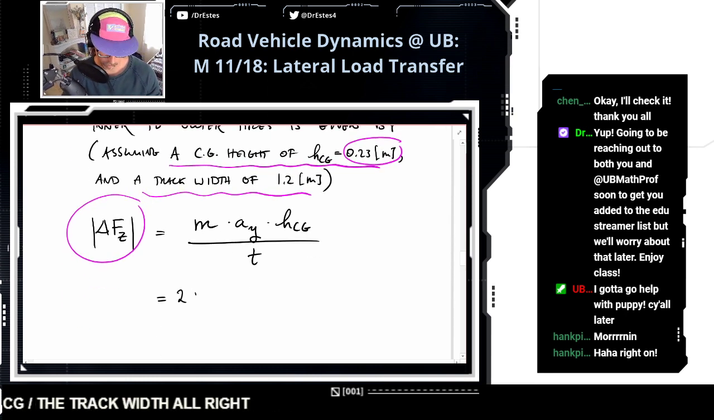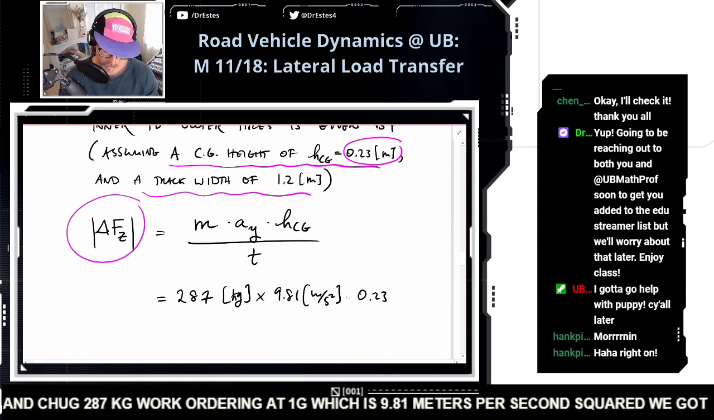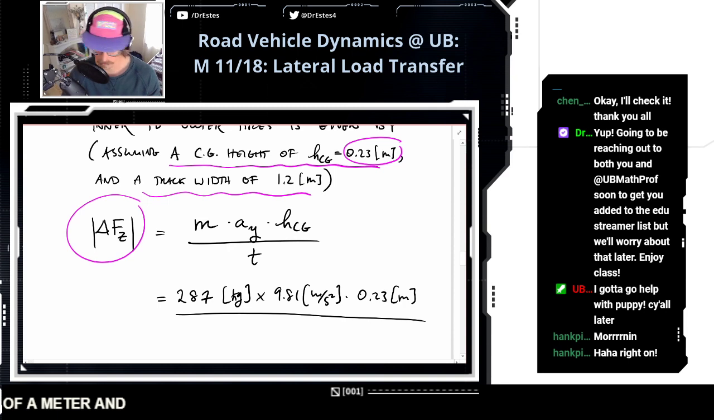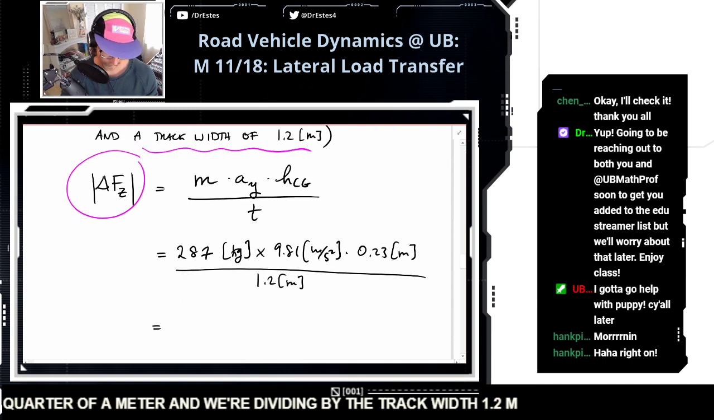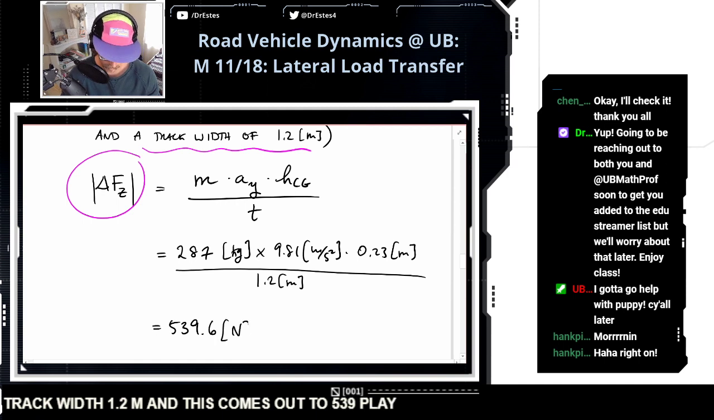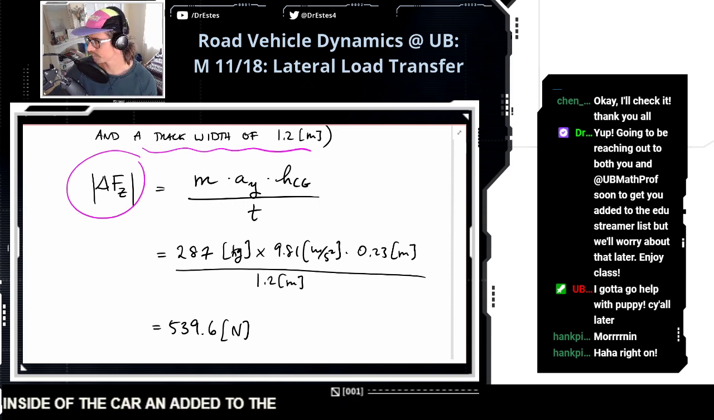All right, so let's just plug and chug. 287 kilograms, we're cornering at 1G, which is 9.81 meters per second squared. We got the height of the CG, basically a quarter of a meter. And we're dividing by the track width, 1.2 meters. And this comes out to 539.6 newtons. So 540 newtons is taken away from the inside of the car and added to the outside of the car.